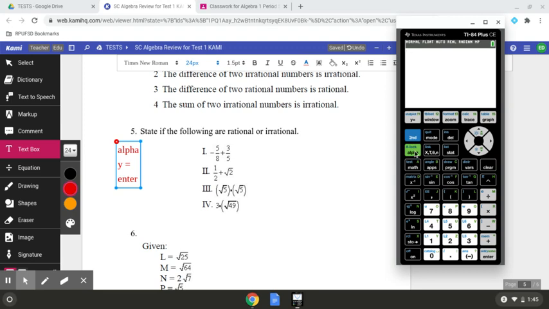So we have alpha y equals enter, and we're going to type in -5, arrow down to get to the bottom, 8, and then it's plus, and we're doing another fraction, alpha y equals enter, 3/5. So that's -1/40.